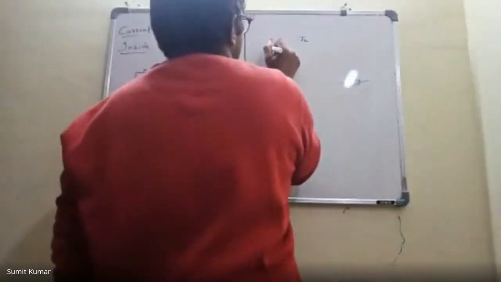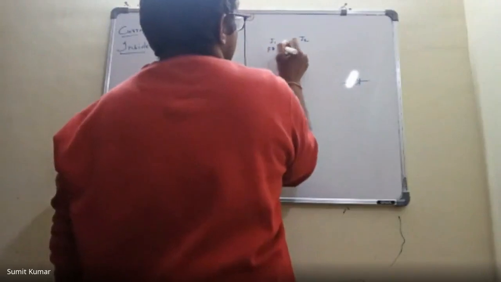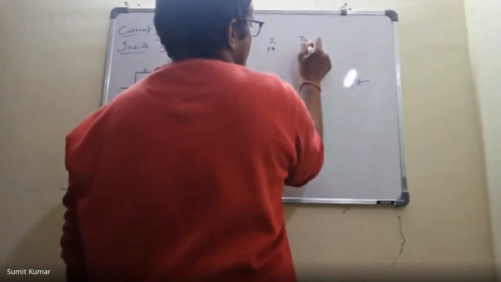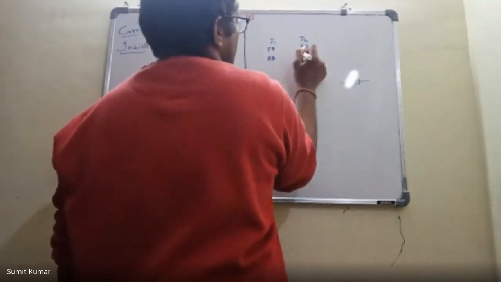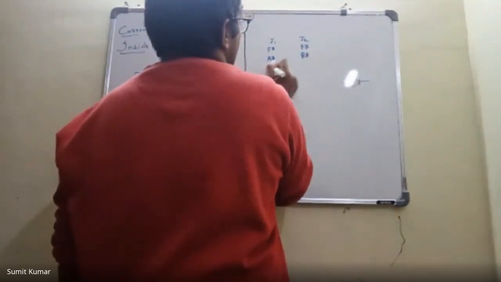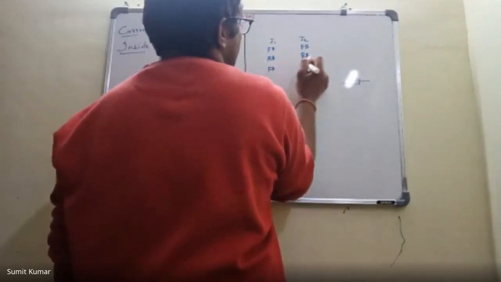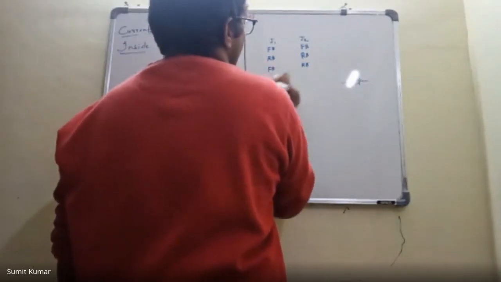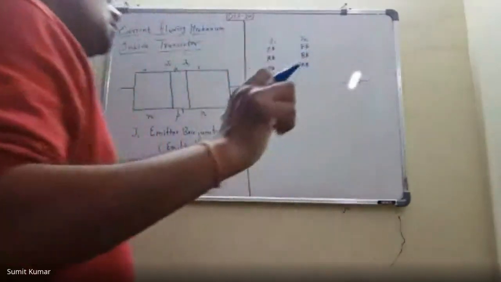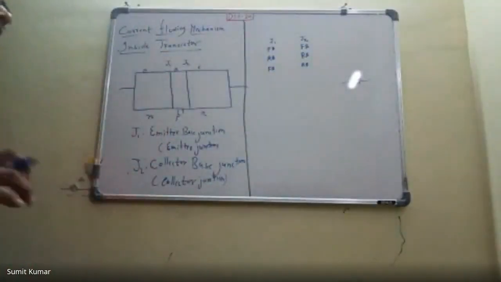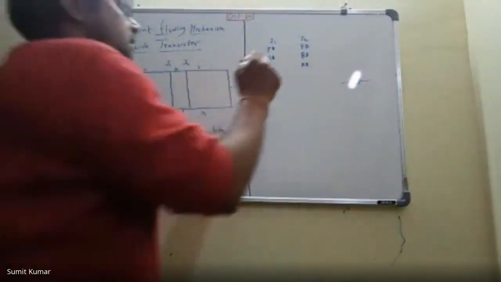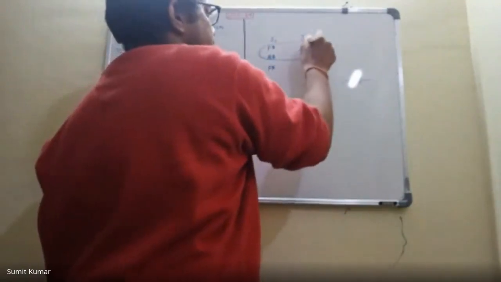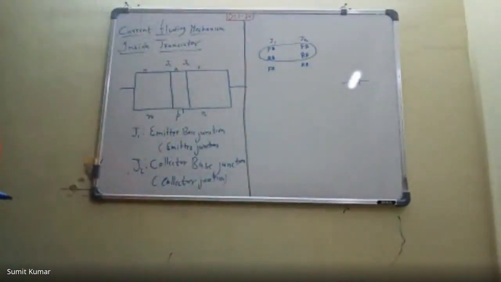So this junction could be forward bias and this junction could be forward bias, or this junction could be reverse bias and this junction again could be reverse bias. This junction could be forward bias and this junction could be reverse bias. And the fourth combination we don't use. So basically, when we are talking about the transistor as an amplifier, I will discuss these two, and these two combinations are pertaining to digital electronics.